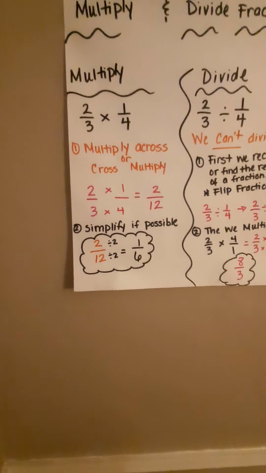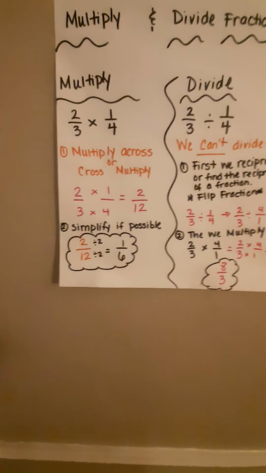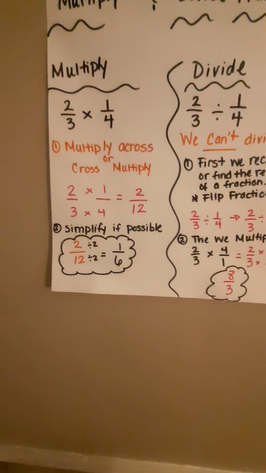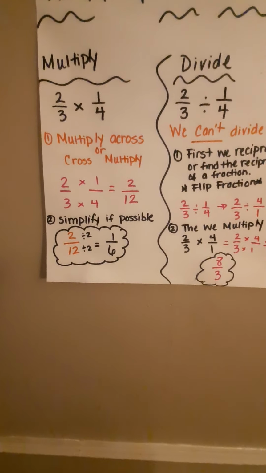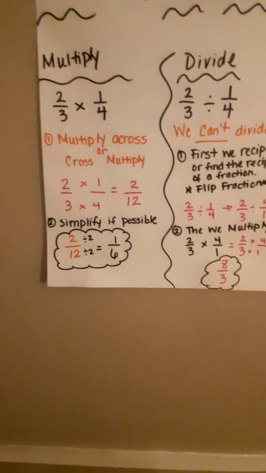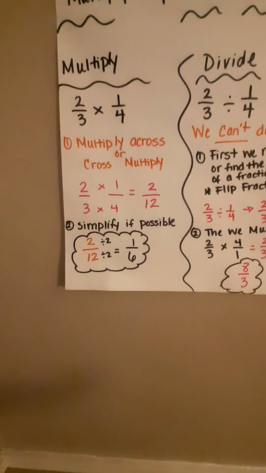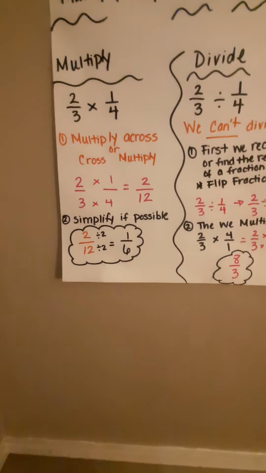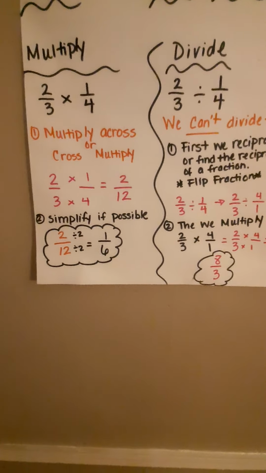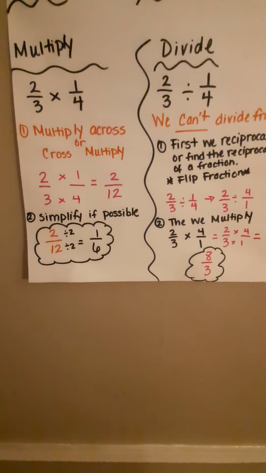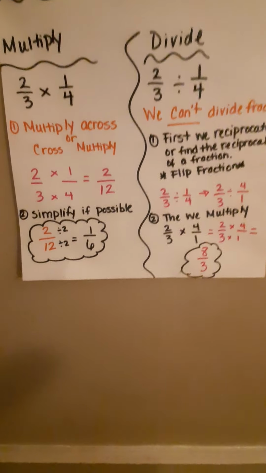Let's start with multiplying. I think multiplying may be the easiest thing we'll do with a fraction. It's literally 2 steps. Again, we're going to use 2/3 and 1/4. First, we multiply across. 2/3 times 1/4. You're going to multiply your numerators. 2 times 1 is 2, and then you're going to multiply both denominators, and 3 times 4 is 12.